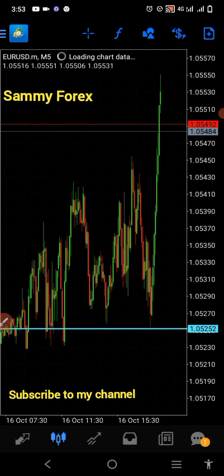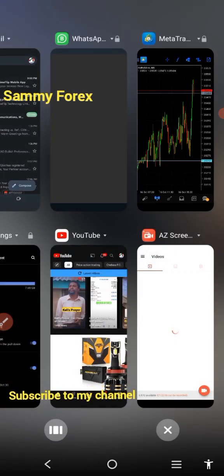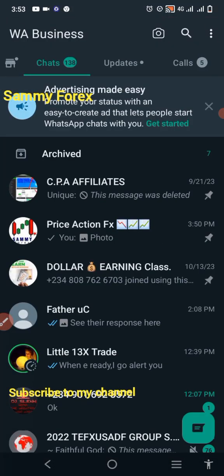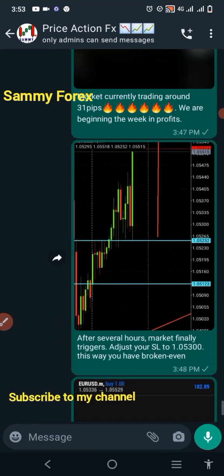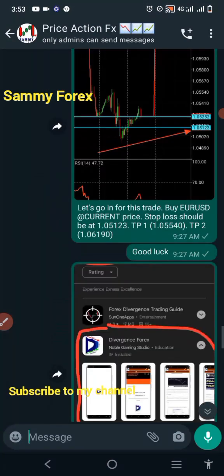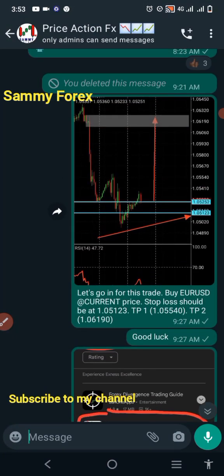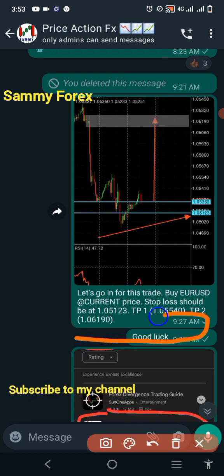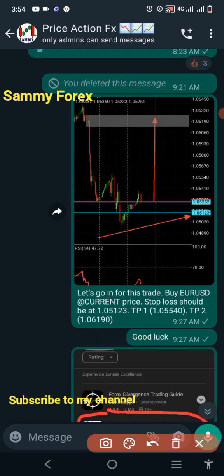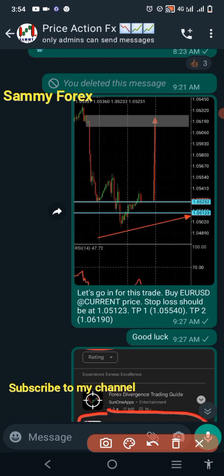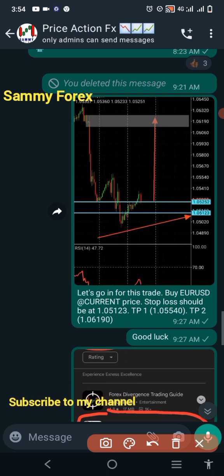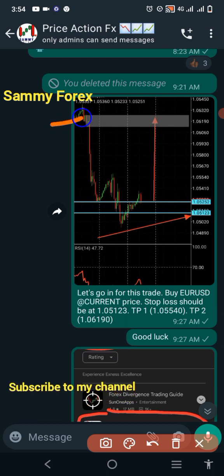I dropped the signal in the group. If you can check, this is my group. I dropped the signal around 9:27. Around 9:27, I was like, let's go in for this trade. Buy EUR/USD at current price. Stop loss should be at 1.05123. TP1 at 1.0540, and it has been touched already. And then TP2 at 1.06190, which is the gray level above here.